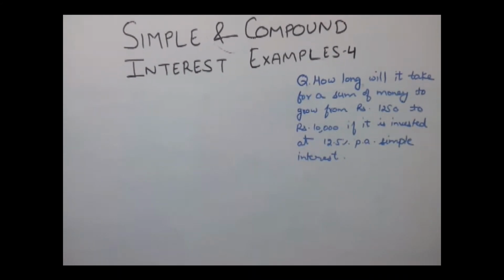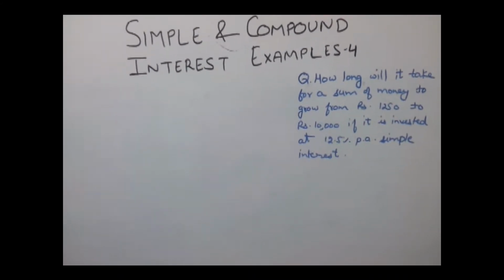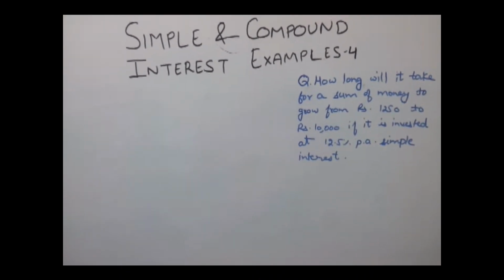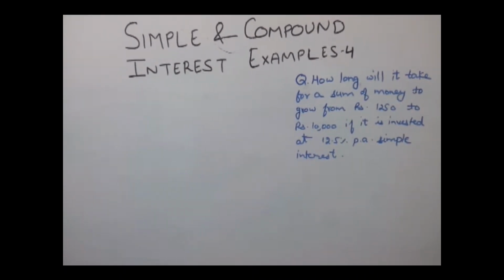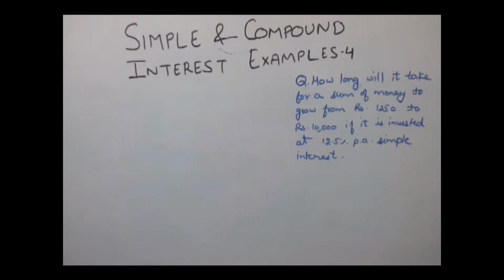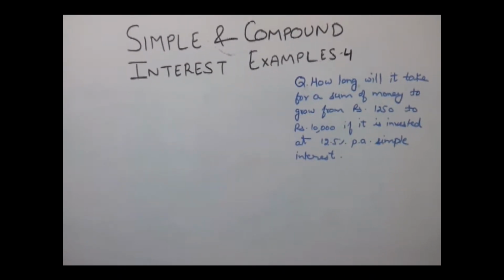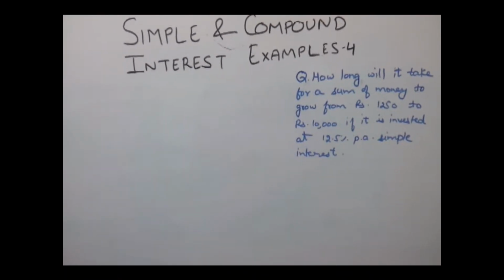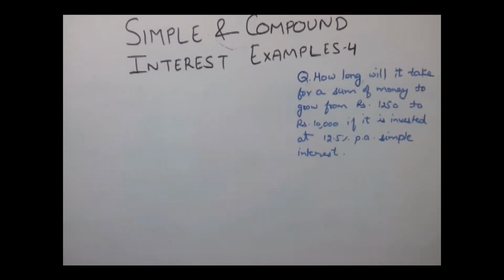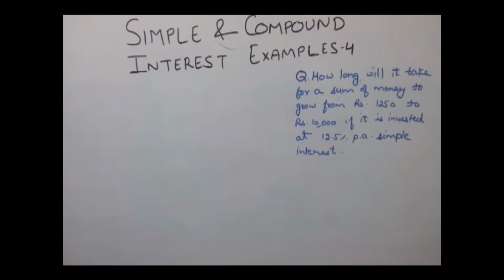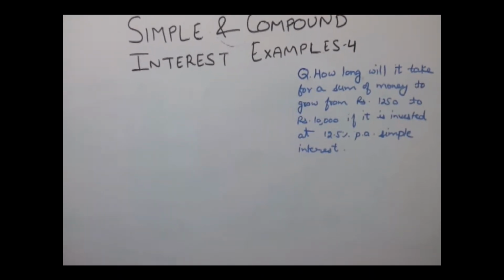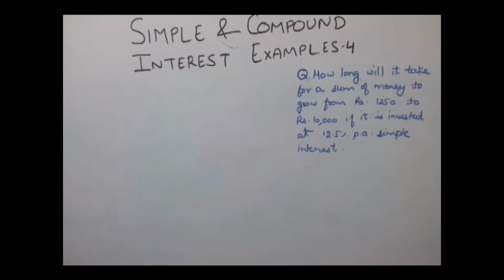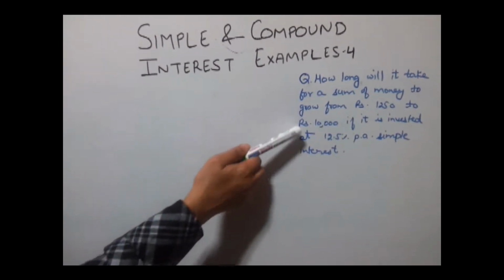Now let's discuss some more examples related to simple and compound interest. First example is, how long will it take for a sum of money to grow from rupees 1250 to rupees 10,000 if it is invested at 12.5% per annum simple interest? Now, to solve this type of question, first note down what value is what.